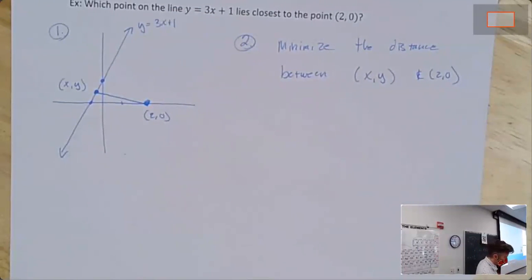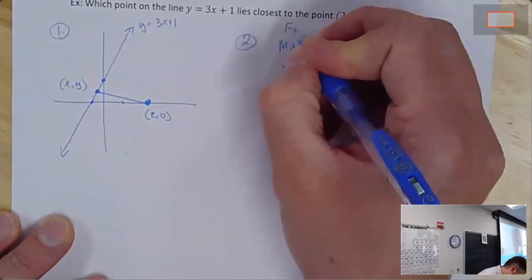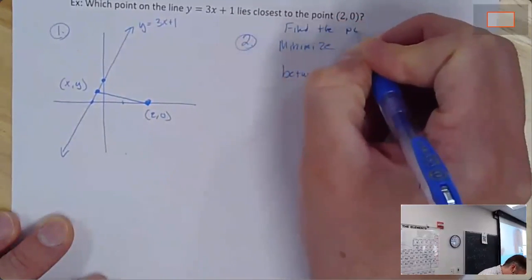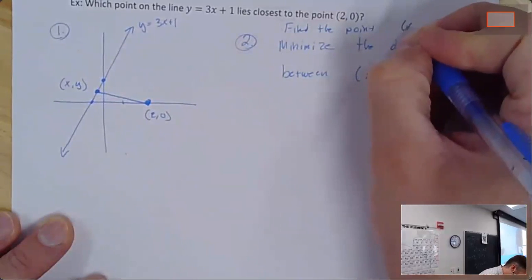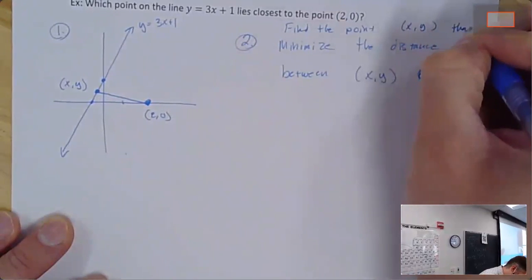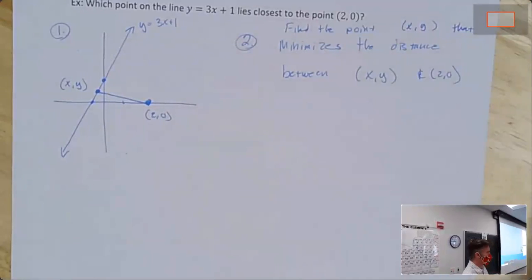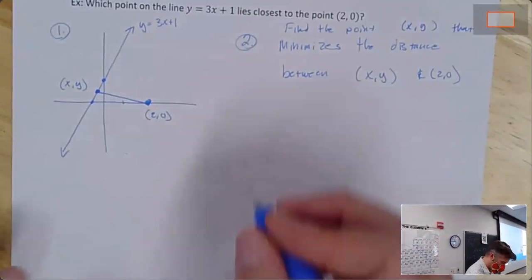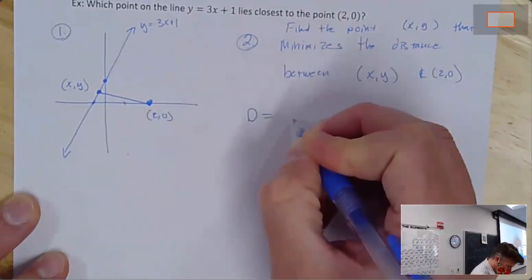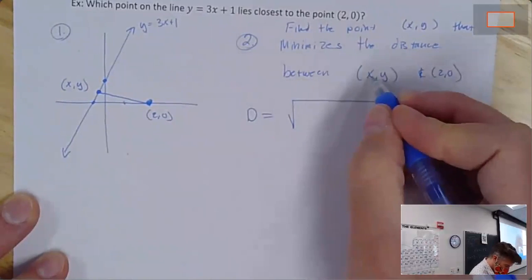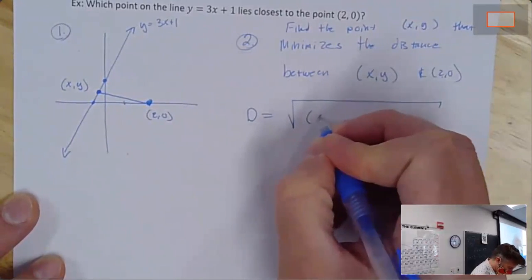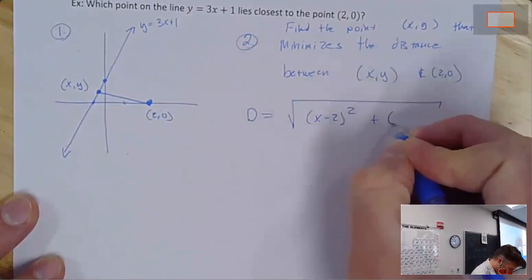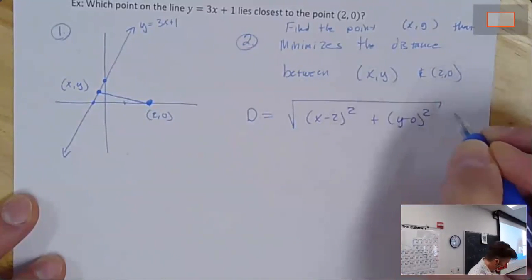Or I guess what we're really trying to do is find the point x, y that minimizes the distance between them. And we know what the distance formula is. The distance between 2 points is the square root of x minus the x coordinate squared plus y minus the y coordinate squared.